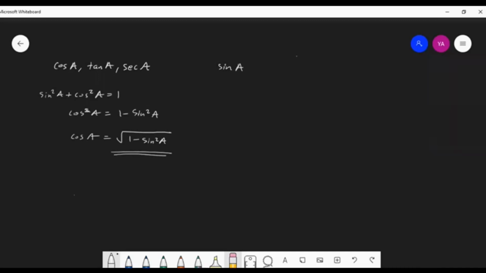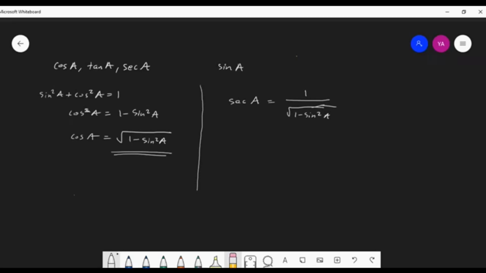Okay. So the next one, I think if we got cos, we can write sec, right? So what will be sec A? 1 by square root of 1 minus sin square A, because cos A is the reciprocal of sec A.